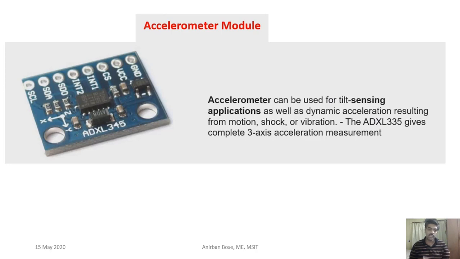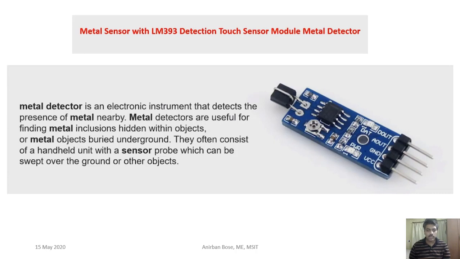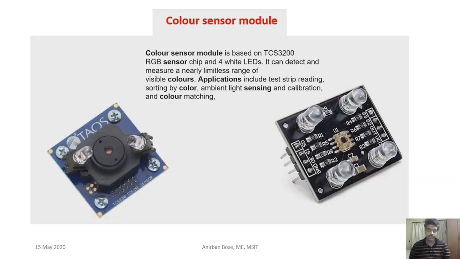Now metal detector, you know that metal detectors are used in many shopping malls and others, where it detects whether any metallic objects are there or not, or if certain metallic objects are buried underground, that also can be identified with the help of this sensor. Color sensor module, TCS3200 based on RGB sensor, and it can detect, measure a nearly limitless range of visible colors, and many times in industry it is required to separate different colored objects, and this sensor in that case will help the robots to do all these actions.